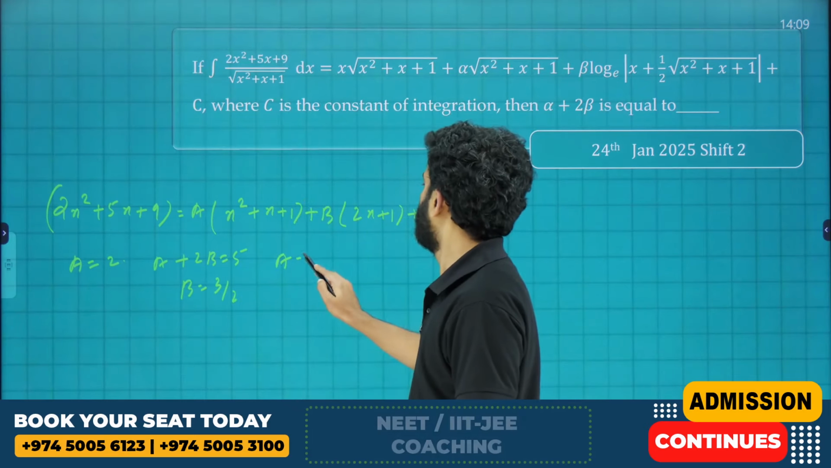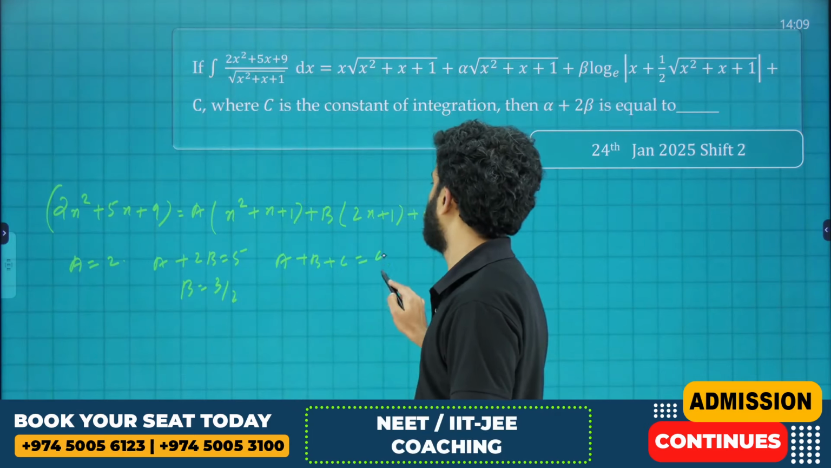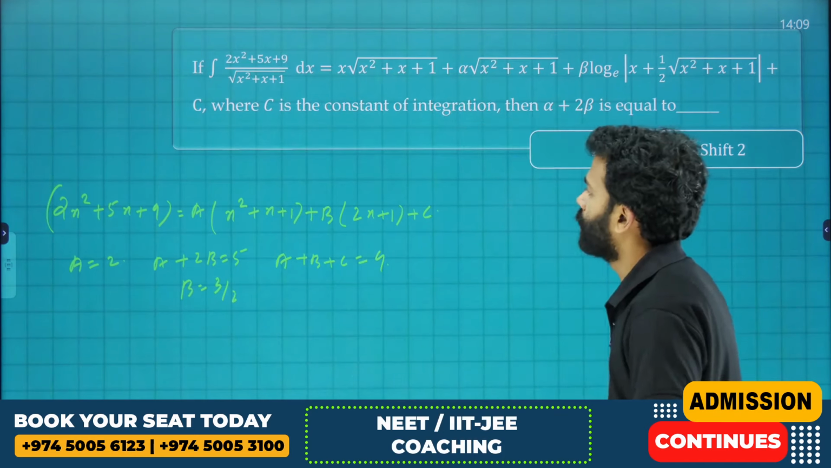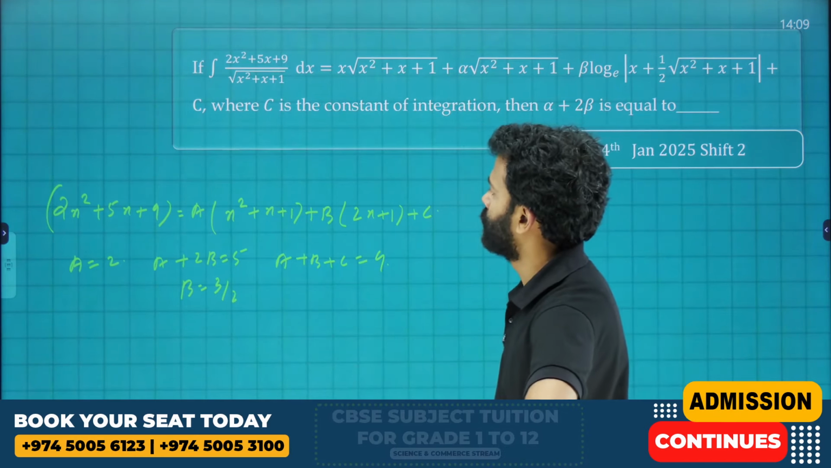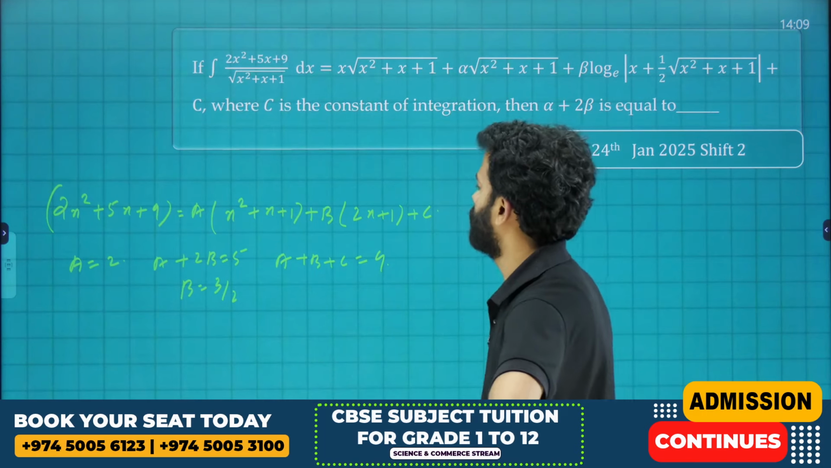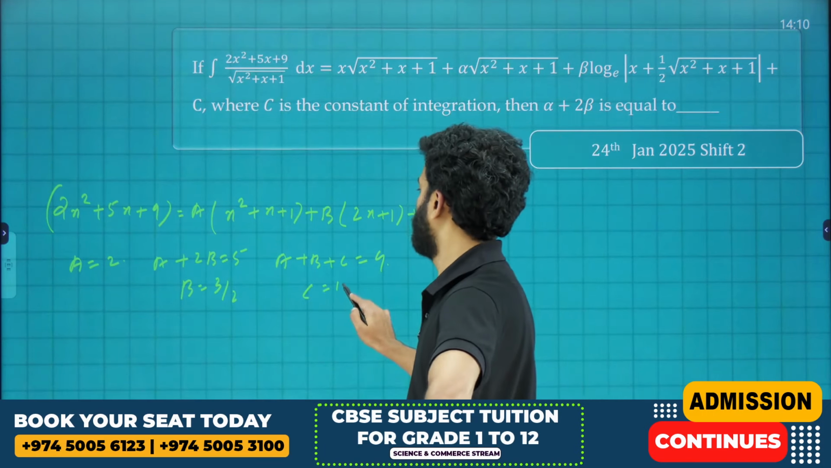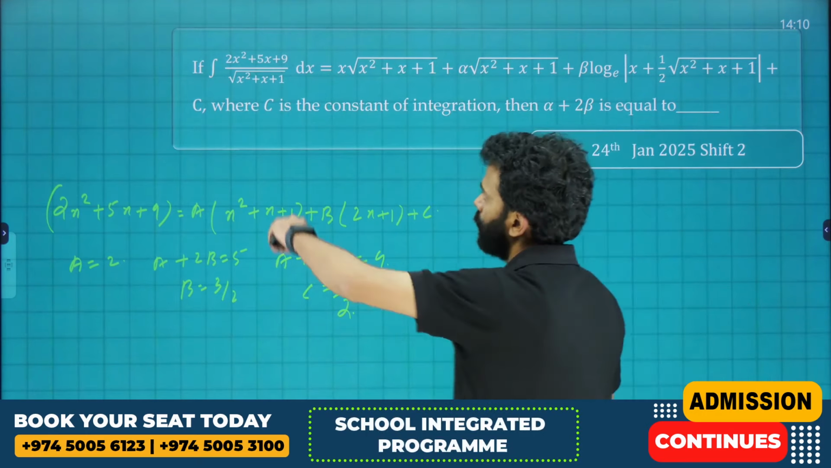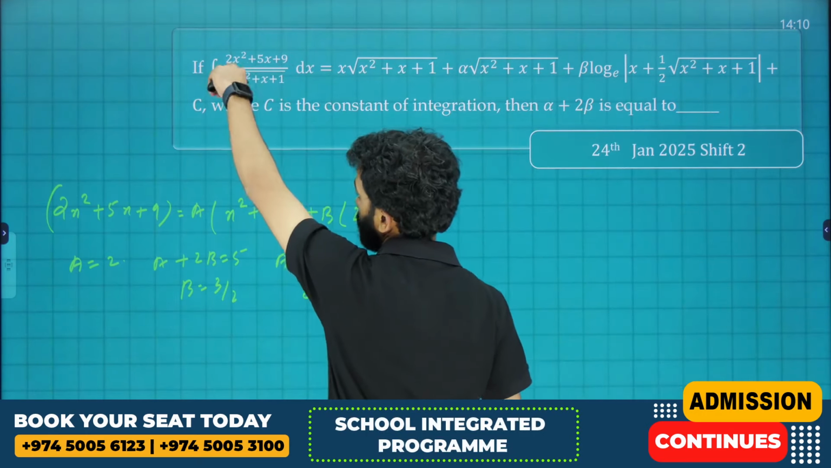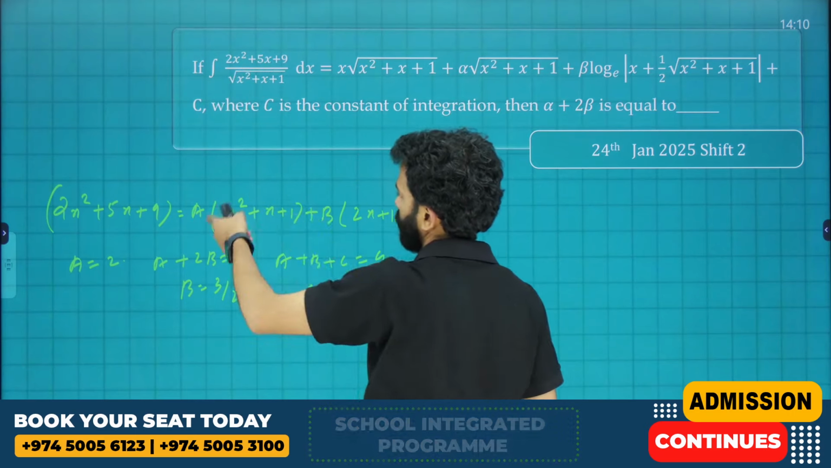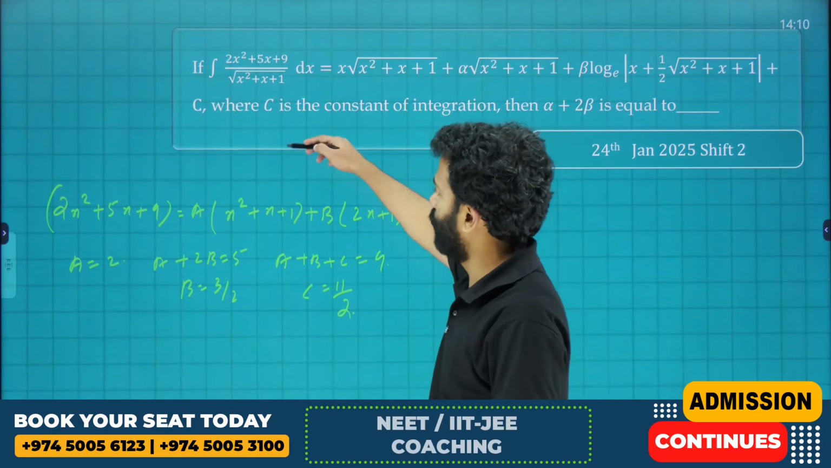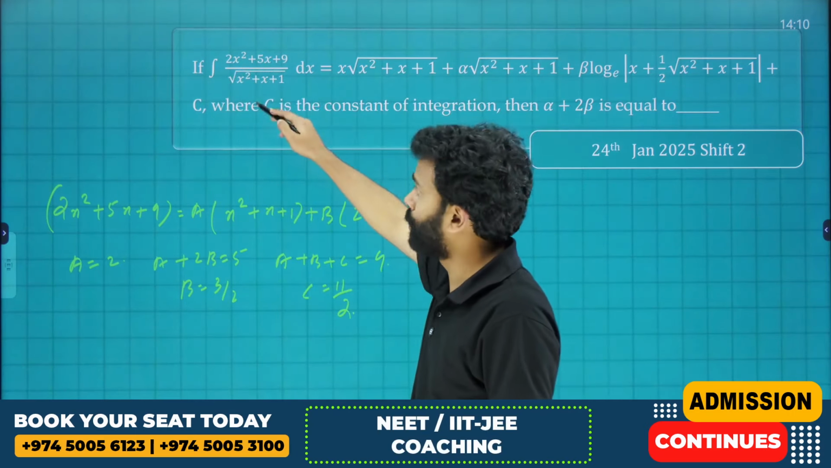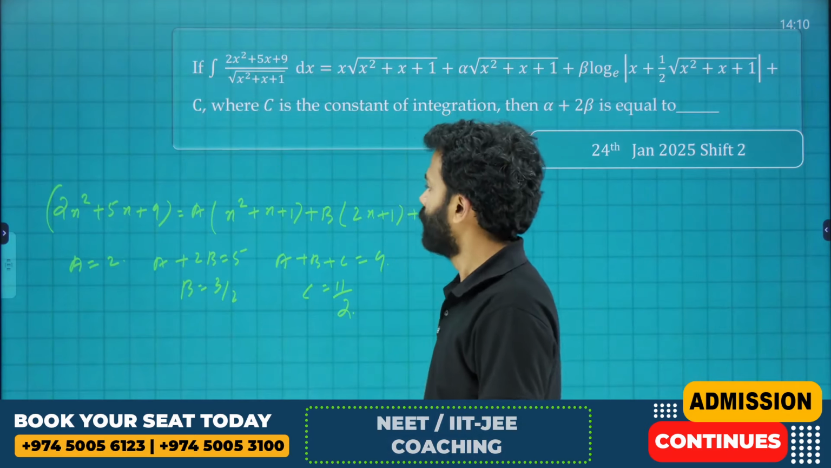And again, a plus b plus c will be equal to 9. Therefore, 3 by 2 plus 2, that is 7 by 2, so c will be equal to 11 by 2. Okay, that is a, b and c. Therefore, respectively, we can rewrite the numerator like this. I am substituting the values and dividing this separately with root x square plus x plus 1 in the next slide.